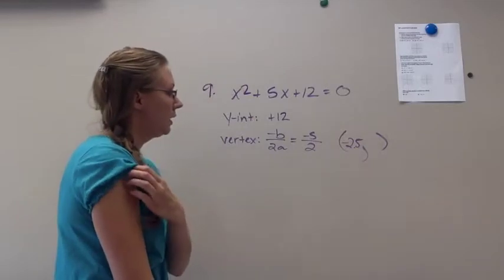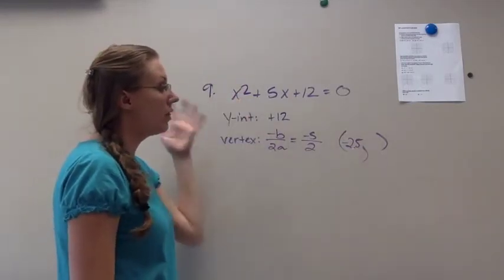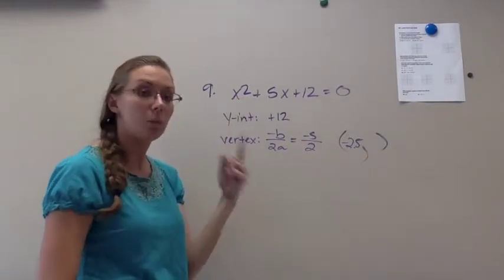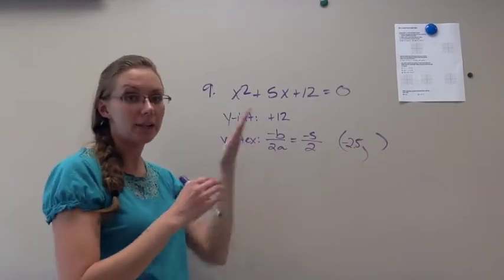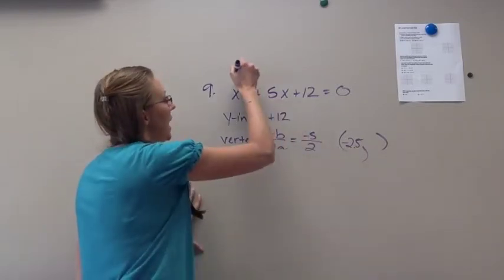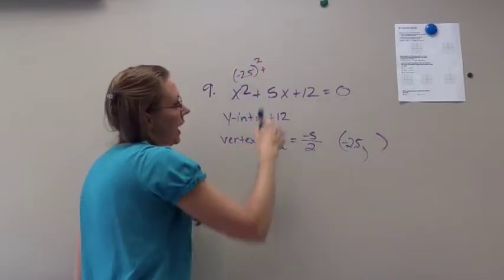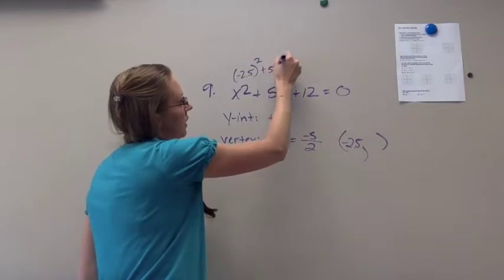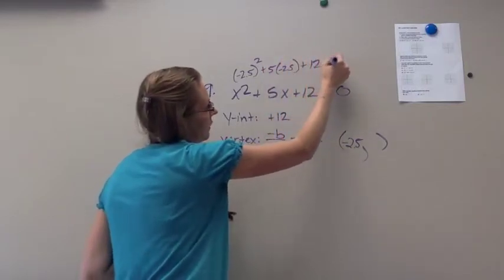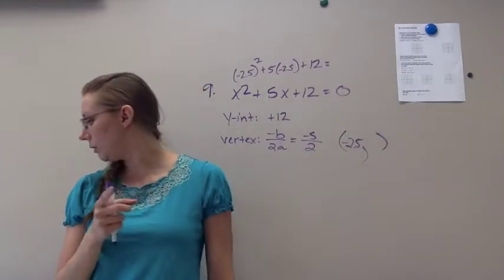Okay? I'm going to take that value, and I'm going to plug it in here. That way, I can get my y value. Remember, your vertex isn't just one point. It is a point, but it has an x value and a y value. It's a coordinate pair. So I'm going to take this negative 2.5 and I'm going to square it. I'm going to then add to it 5 times negative 2.5. And then I'm going to add 12 to it to get my y value. I actually have to grab a calculator, so hold on one second.